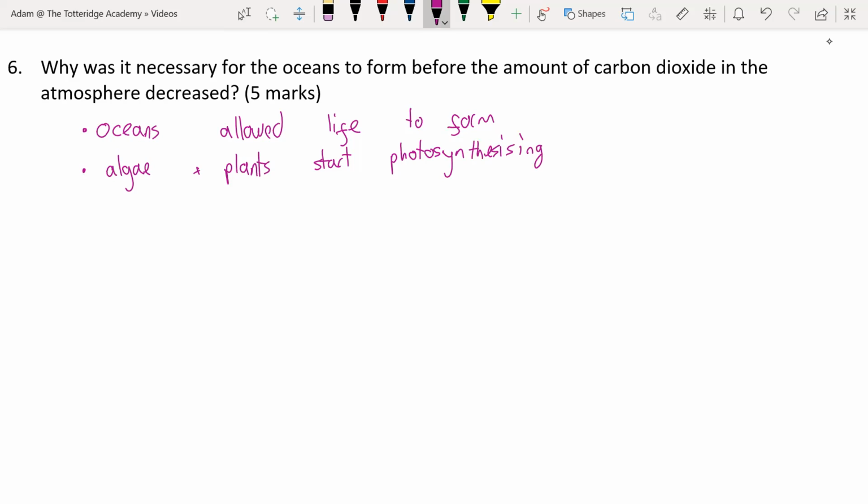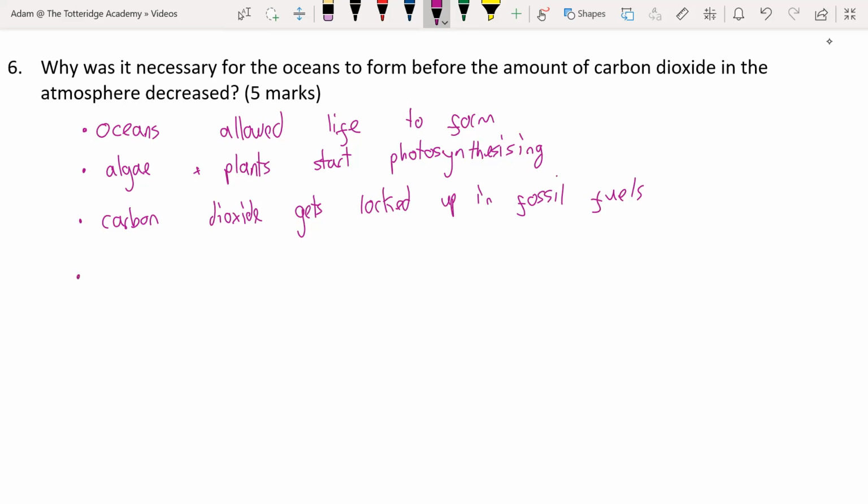We've said that oceans allowed life to form, algae and plants start photosynthesizing, and then you can say carbon dioxide gets locked up in fossil fuels. And again, without the organisms, without the living things to form fossils, you're not going to form fossil fuels, you're not going to be able to lock up any carbon dioxide in it.